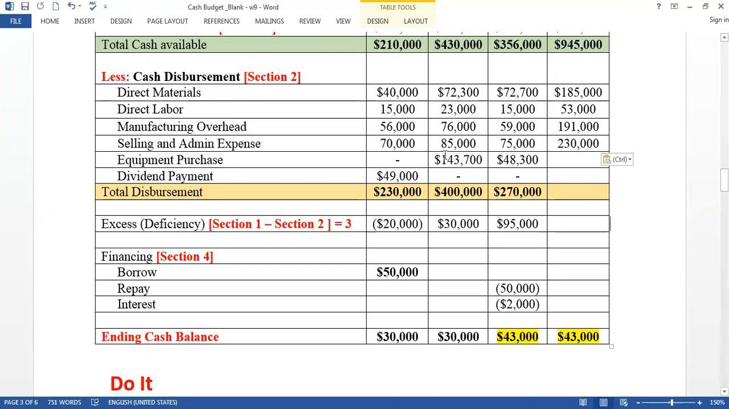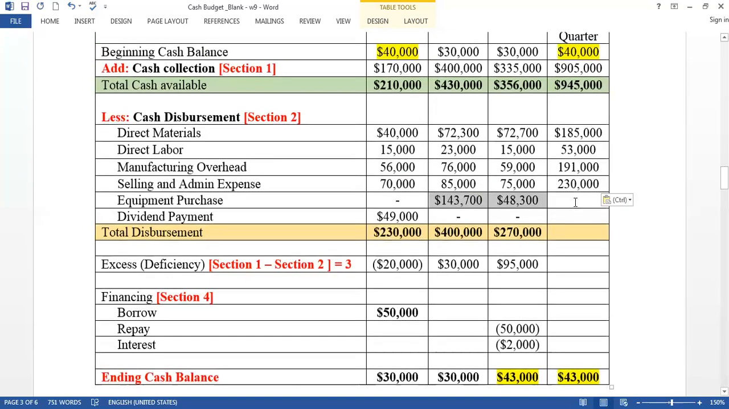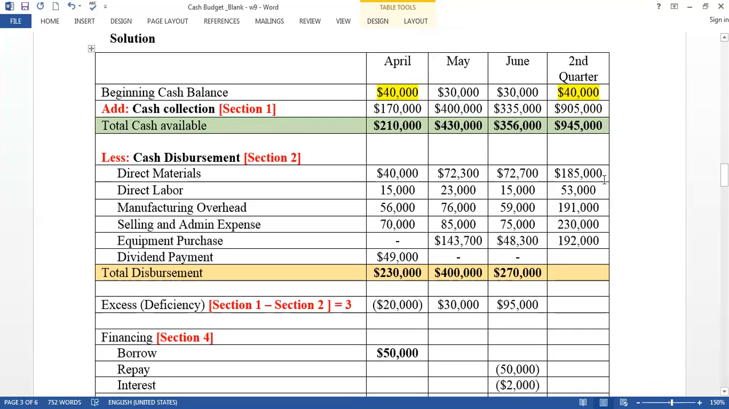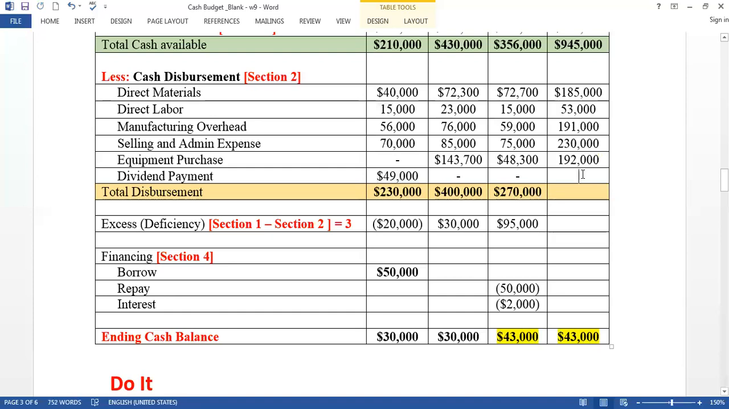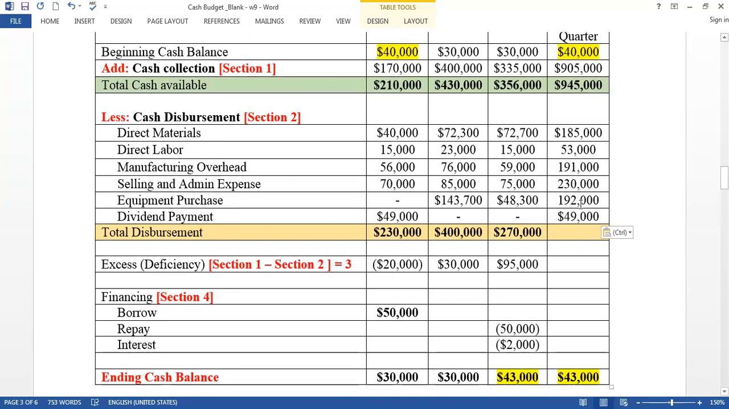Now, what about the equipment? How much equipment did we purchase in this quarter? We have to add these 2. In this quarter, we buy 2 equipment, and the total amount is $192,000. In this quarter, how much dividend did we pay? In this quarter, we paid $49,000 dividend, right? So what is the total payment of this quarter? Total payment of this quarter is $900,000.